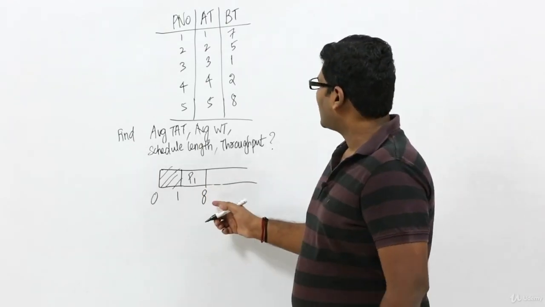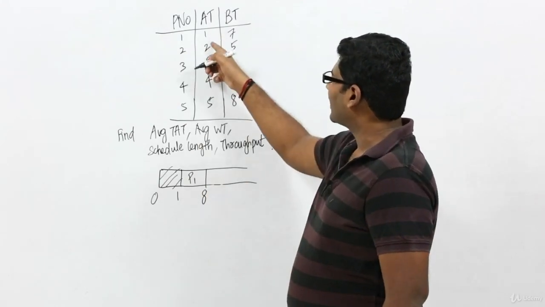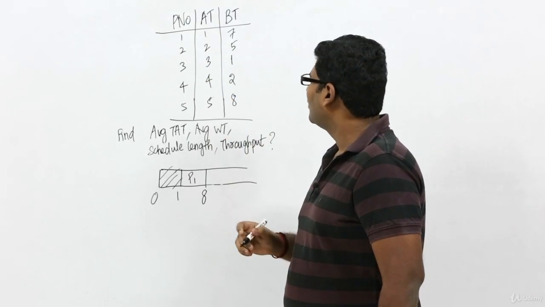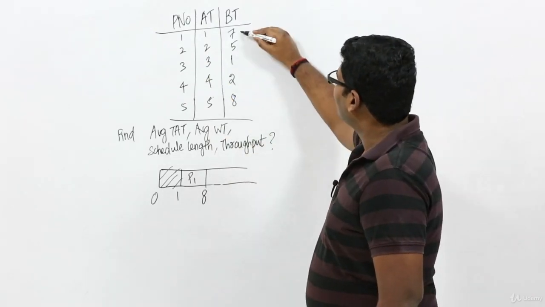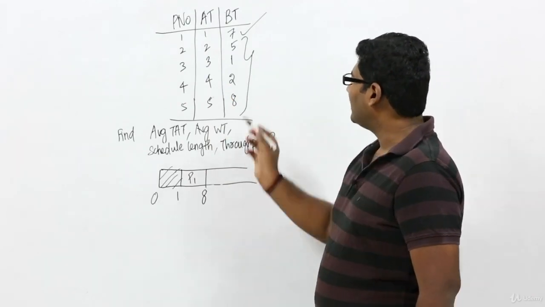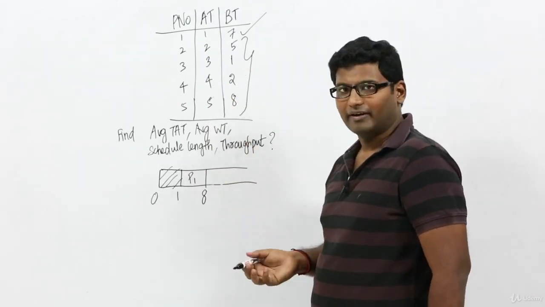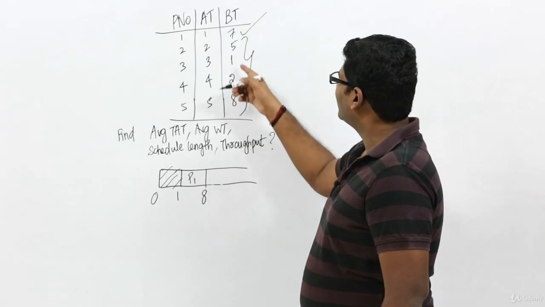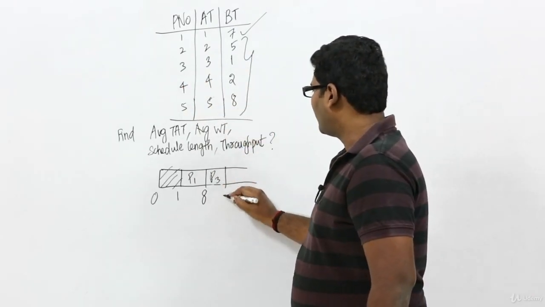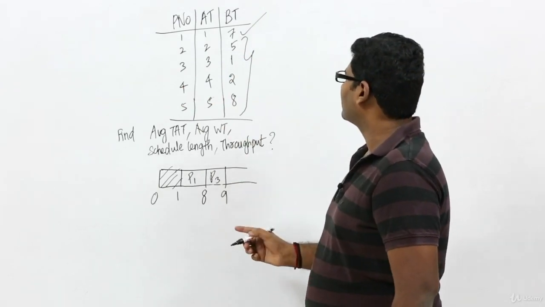Now at time unit 8, every process has arrived to the RAM. We have already completed P1. Among the remaining 4 processes, the process with the least burst time will be executed next. The process with the least burst time is process P3. P3 runs for only one time unit until 9.